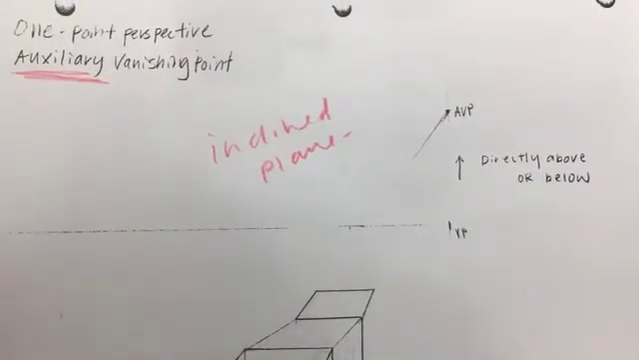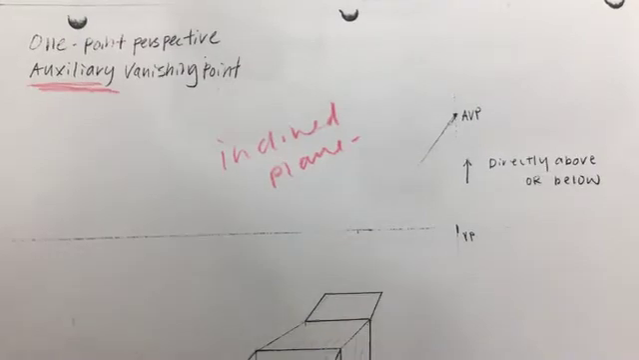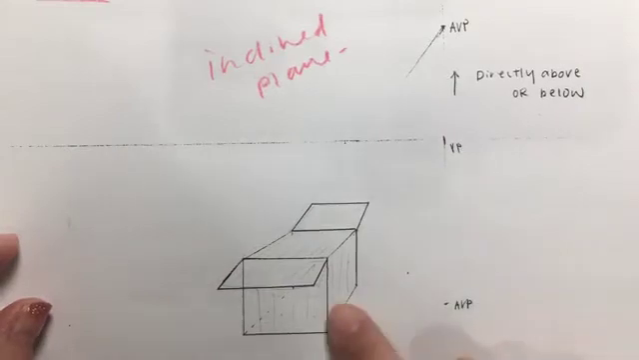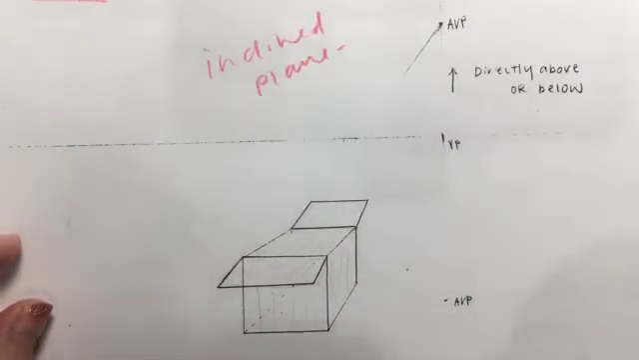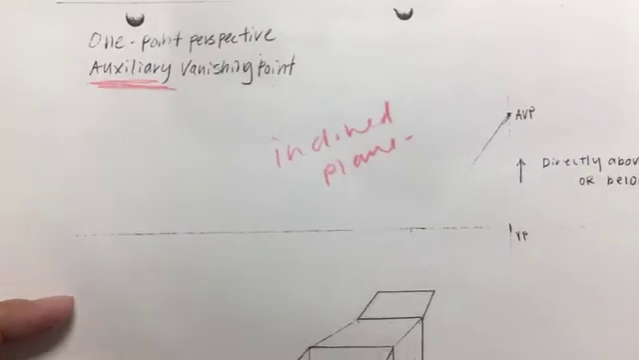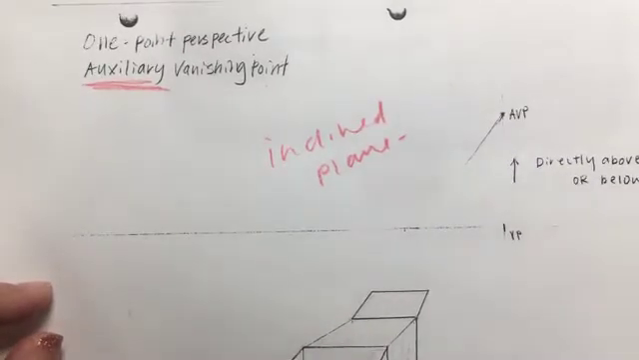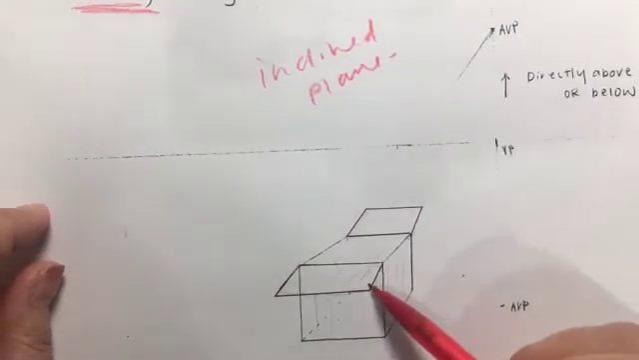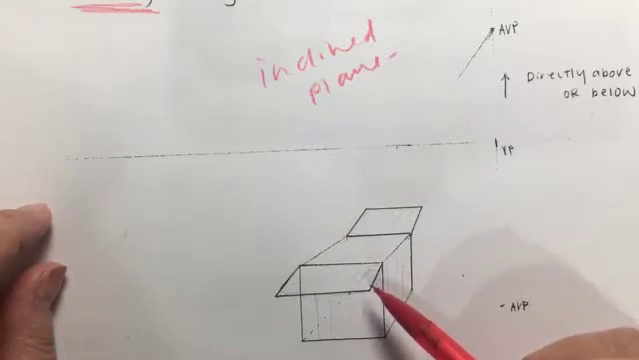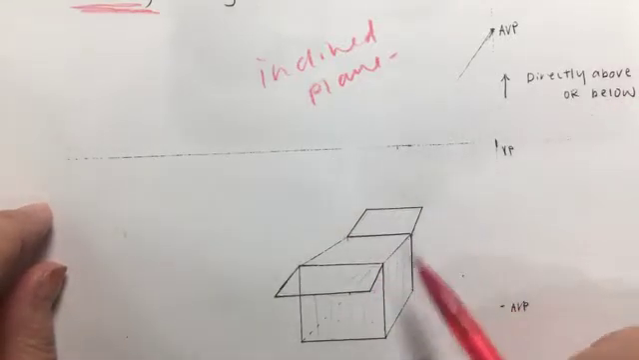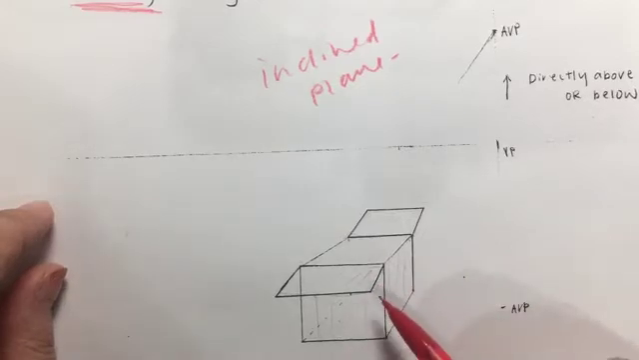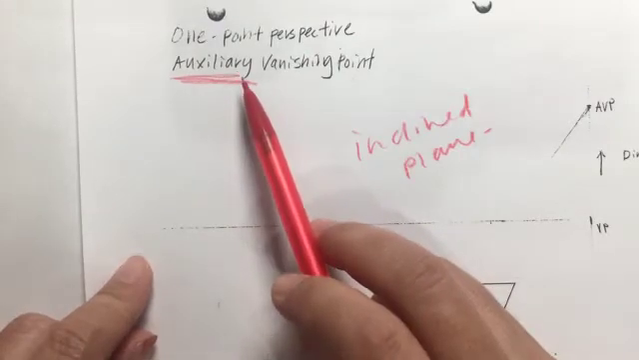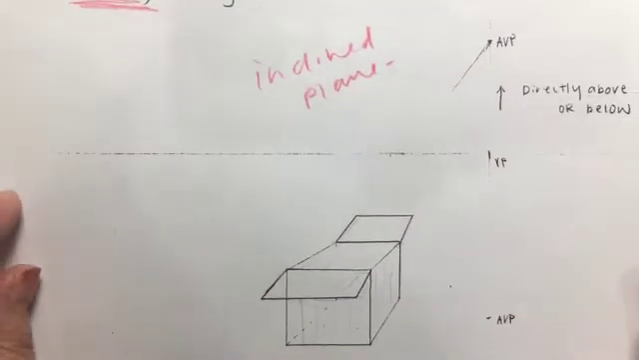Hi, continuing the videos about one-point perspective. This is the auxiliary vanishing point. So you can see the box here, right? And the auxiliary vanishing point means that when you're dealing with a plane that is inclined, like stairs, the rooftop, or a slide, or any surface that is inclined, we use an additional point. Auxiliary means additional, right? So we have to have a little bit of a different setup.